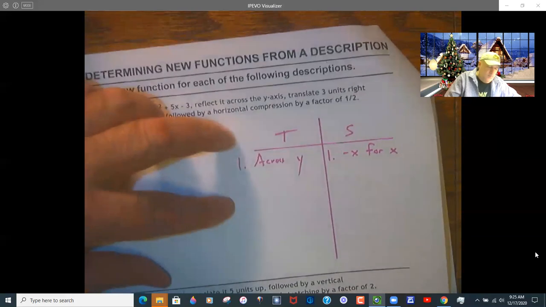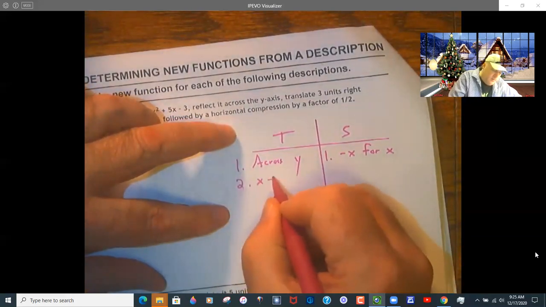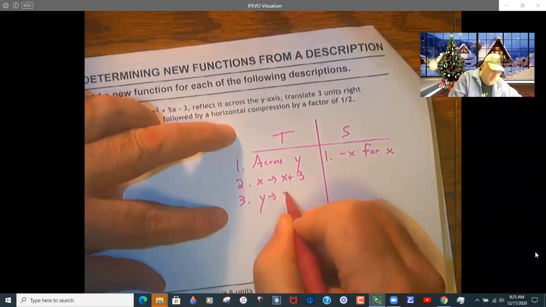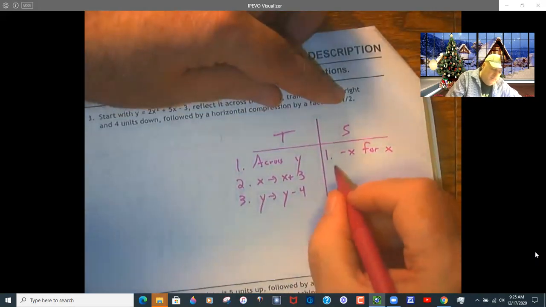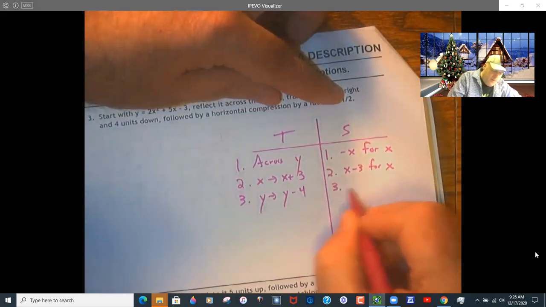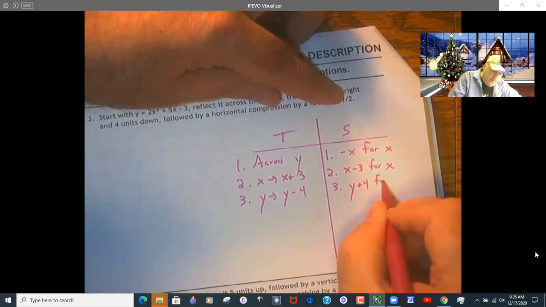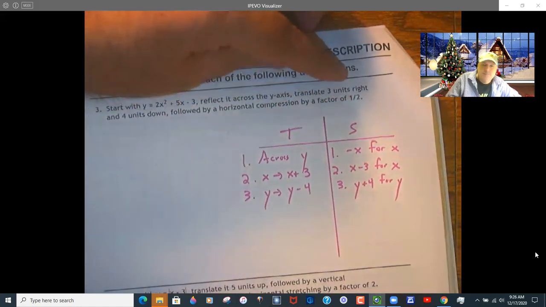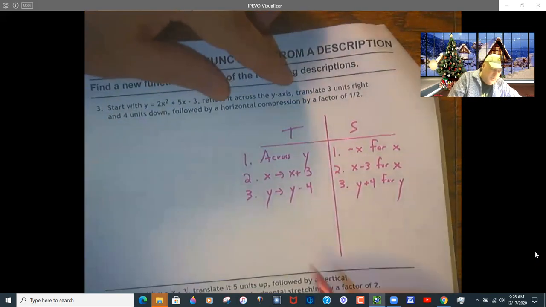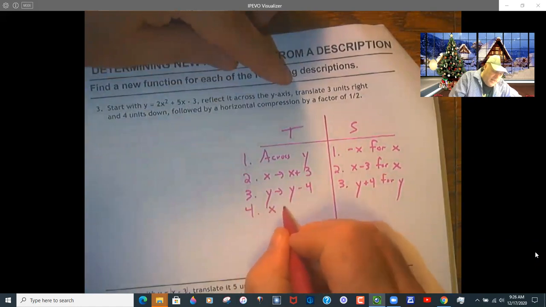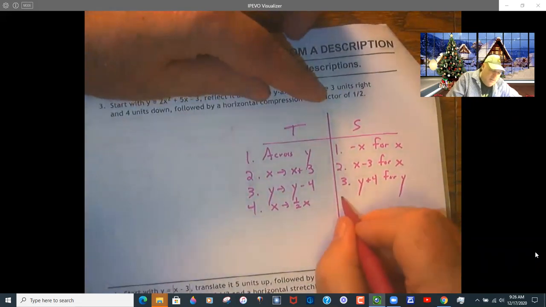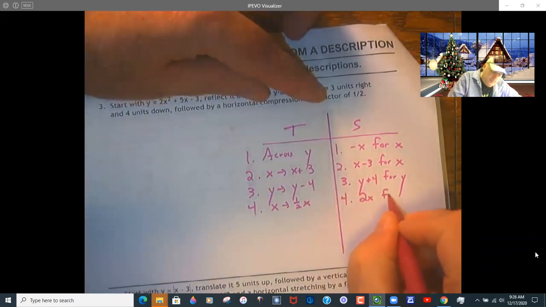Translate 3 units right and 4 units down. So 3 units to the right and 4 units down. So x minus 3 will go in for x, and then y plus 4 will go in for y. And then followed by a horizontal compression by a factor of 1/2. So horizontal is x. So this is multiplication. And then where we go 2x or x.